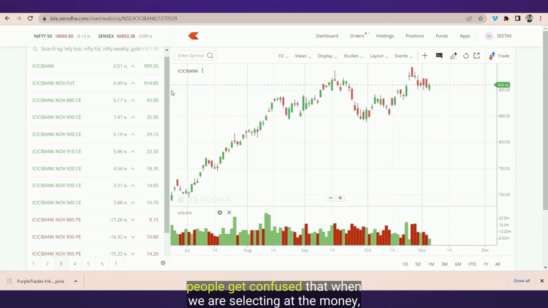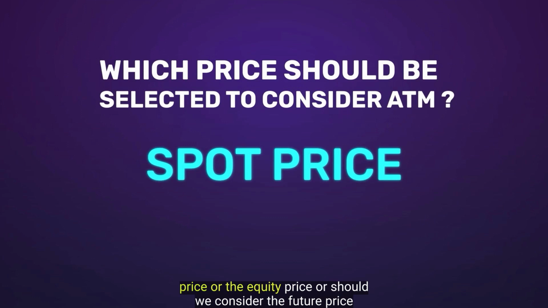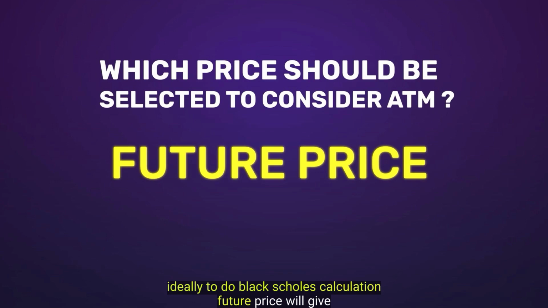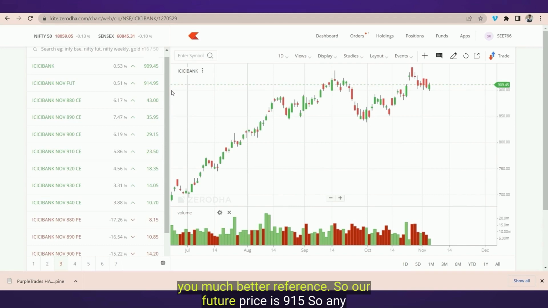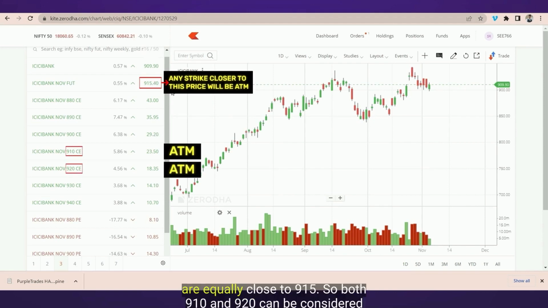Now a lot of people get confused that when we are selecting at the money, which price should we consider? Should we consider the spot price or the equity price, or should we consider the future price? Ideally, to do Black-Scholes calculation, the future price will give you a much better reference. So our future price is 915. So any strike closer to 915 becomes at the money. But 910 and 920 both are equally close to 915. So both 910 and 920 can be considered as at the money in this case.